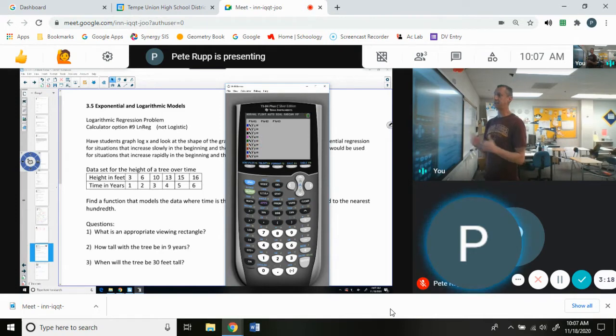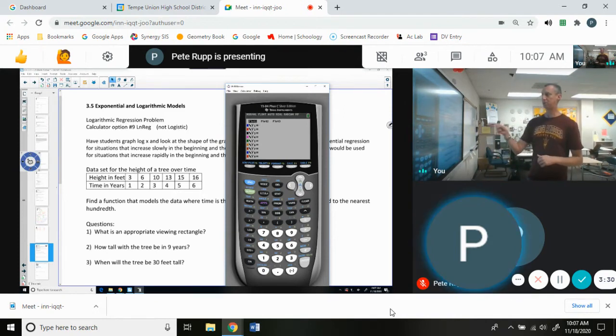So here's how you do it, okay? There's a couple ways to do it. You can do it under stat. You can also do Y equals, and it has plot 1, plot 2, plot 3. Go up to plot 1, arrow up, hit enter, arrow back down. See how it's highlighted now? That means your plot is now on.